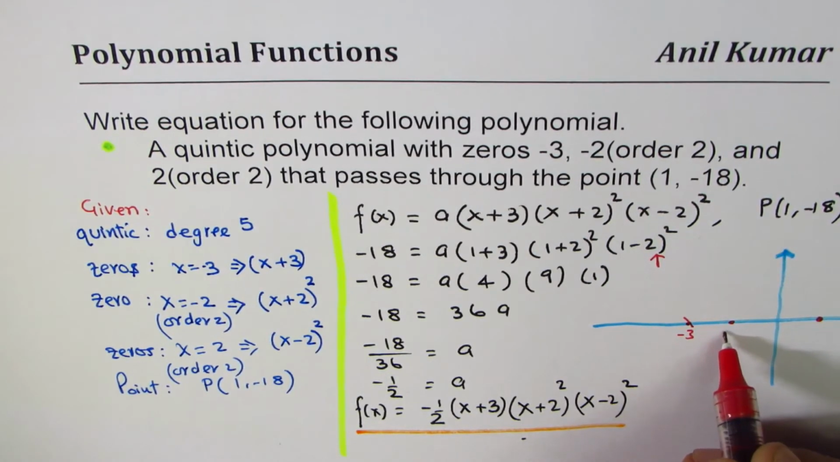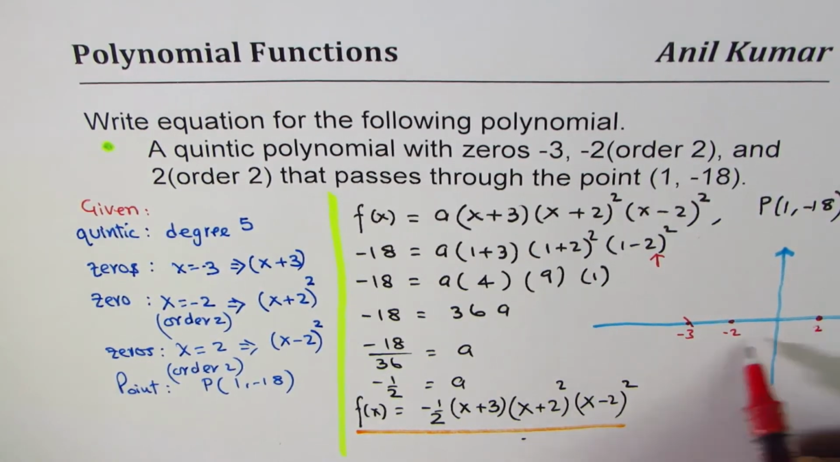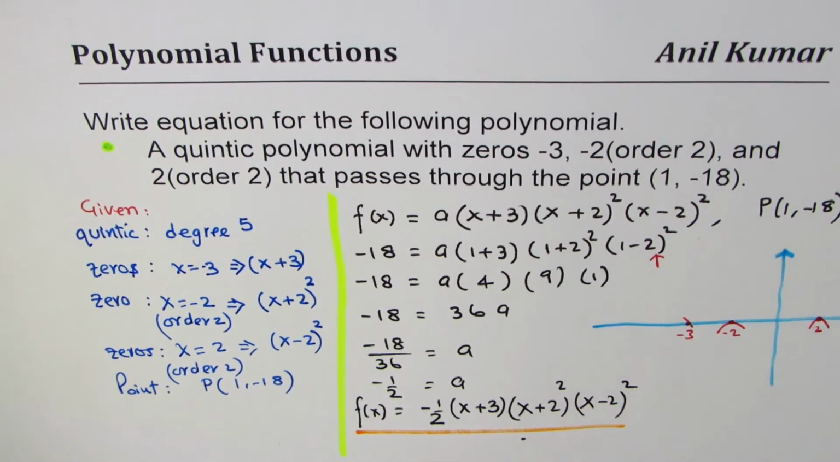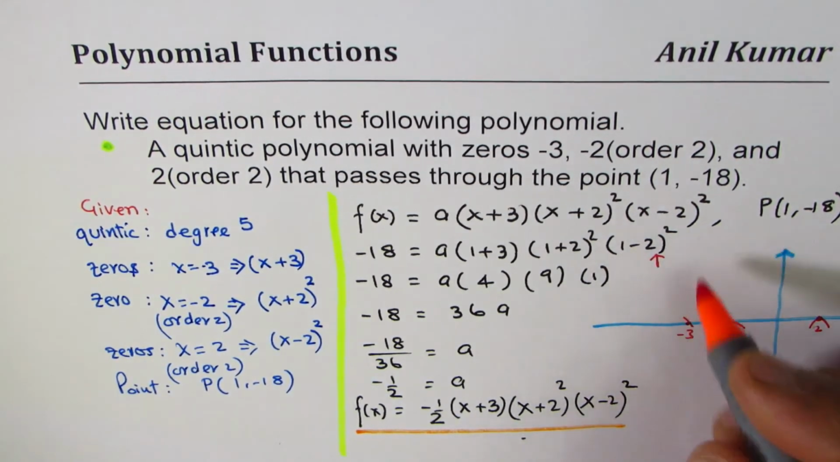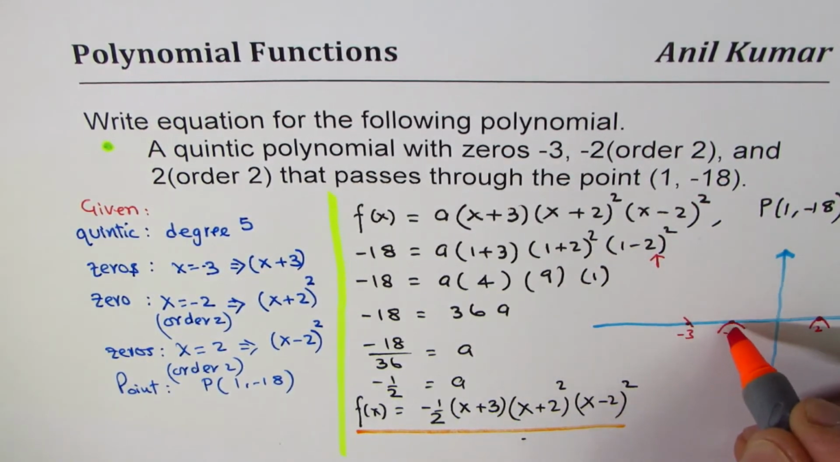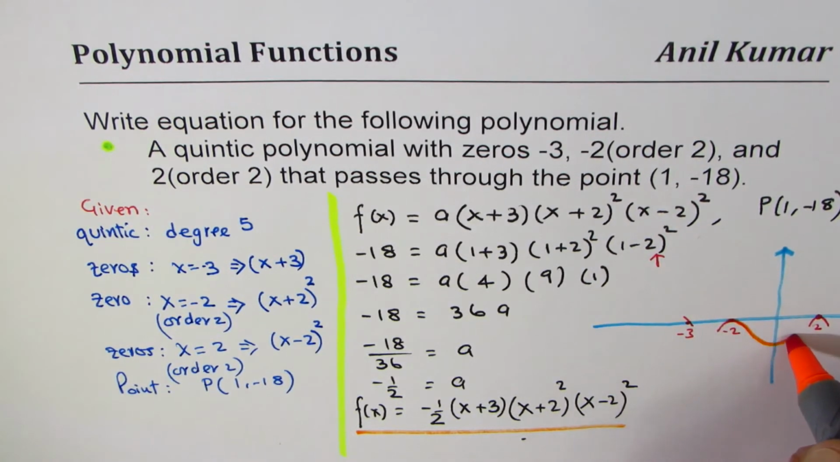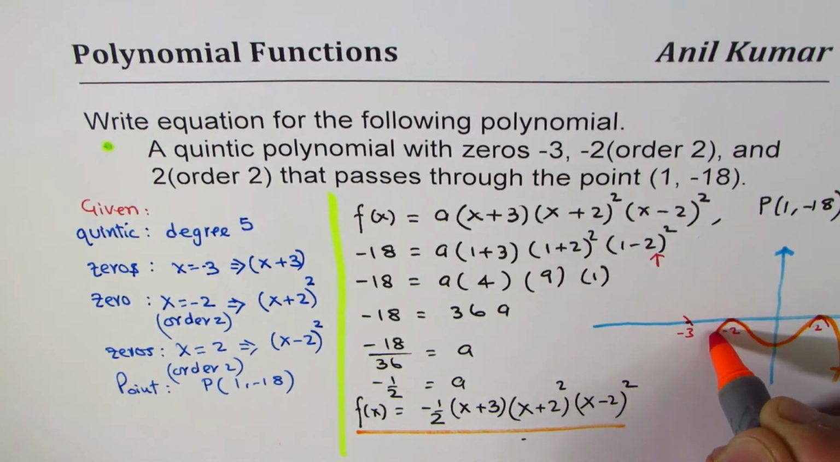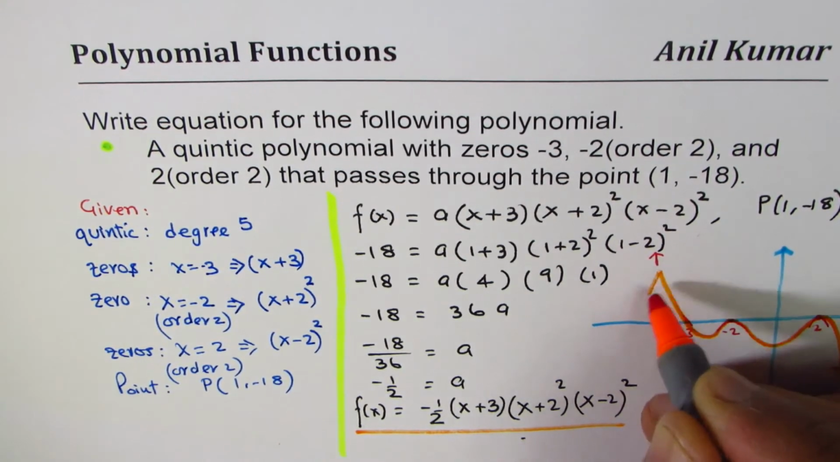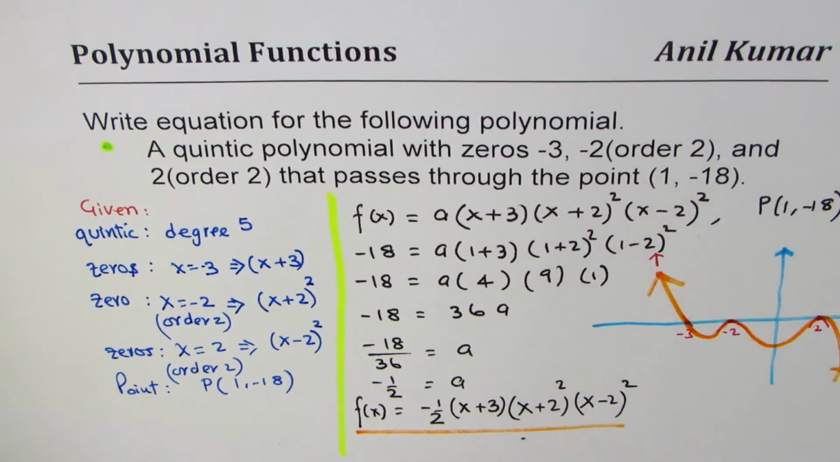However, at -2 and at 2, we have even zeros, so they will kind of turn. Joining these points, we can sketch, right? So we could start from anywhere. Okay, let's do like this. And then we can go like this. So that becomes the graph of the quintic function.